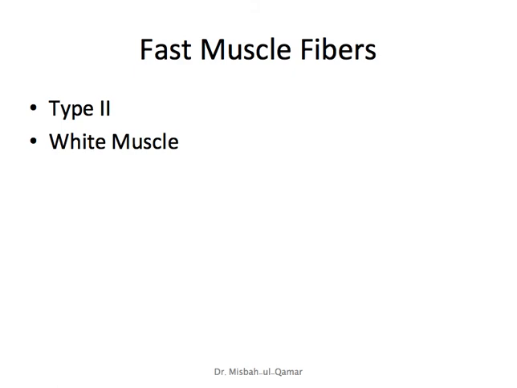Then the fast fibers have a less extensive blood supply and fewer mitochondria, because oxidative metabolism in the case of fast fibers is of secondary importance. And the fast fibers also have a deficit of myoglobin, and that is why they are white in appearance. Now, examples of fast fibers are the tibialis anterior, or you can say the extraocular muscles.